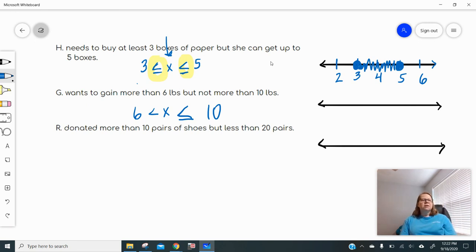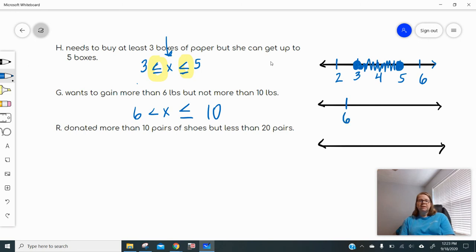So that's a really pitiful looking little symbol there. Let's try that again. Okay. So more than 6, so 6 is less than X. And then not more than 10. So 10 is okay, just not more than that. So X has to be less than or equal to 10.